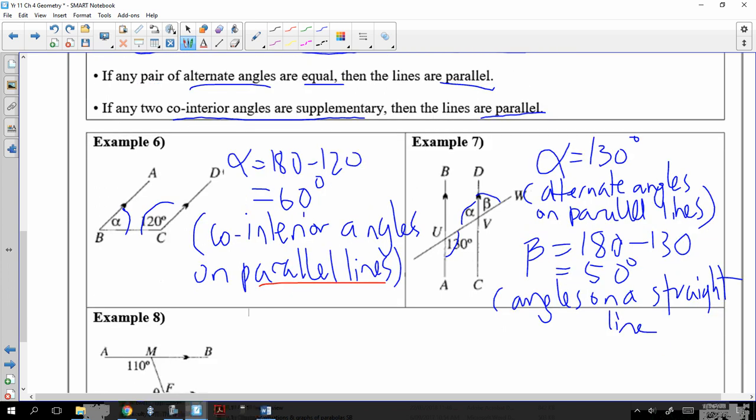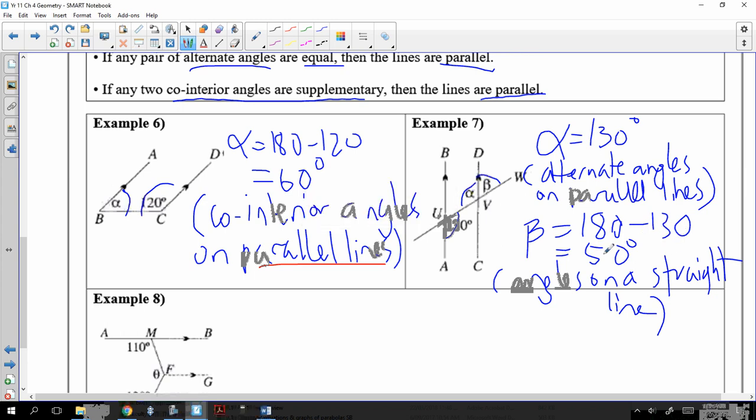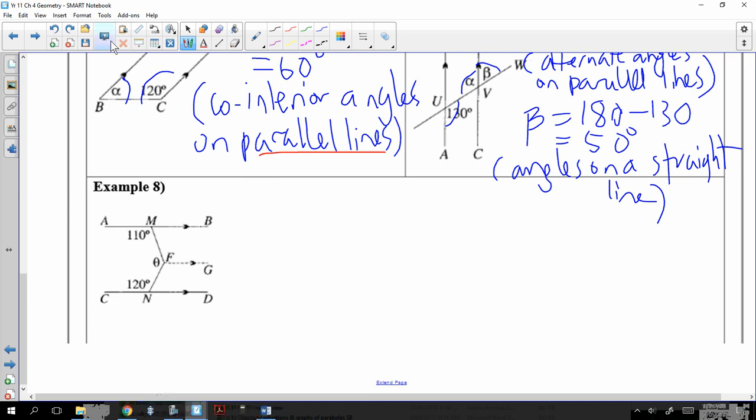Now we've got a harder question, but I think most of you can do it. It's not very difficult because I think you've seen it before in Year 8. Let's find theta. You have to find two other angles first. Which angle can we find? To find theta, maybe find this angle first. How do you find angle MFG? Which angle will it be equal to? Yes, AMF, very good. Equal to AMF, which is equal to 110.